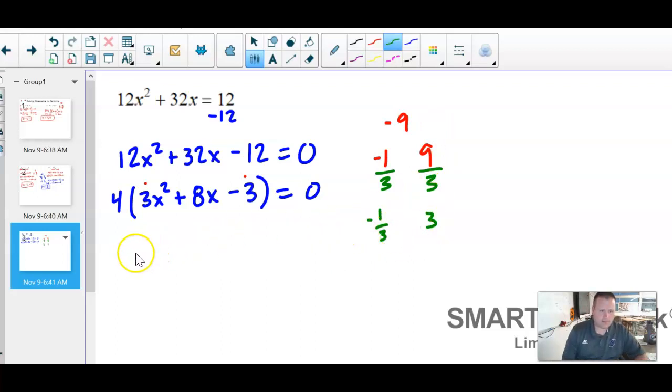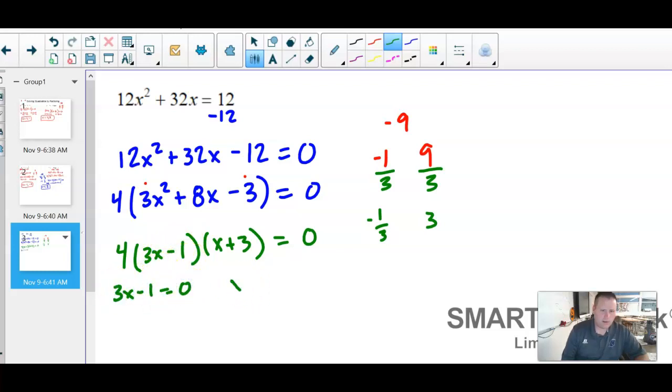I can write my factors. Again, this is x minus 1/3, but I can just go 3x minus 1 because I just put the 3 up. And then I'll have x plus 3 for the other factor. I can drop the 4 down, and then put the equals 0 here. Then I'm just going to write each of them separately. So 3x minus 1 has to equal 0, or x plus 3 equals 0. Again, I don't need the 4 because that's not going to help me with anything.